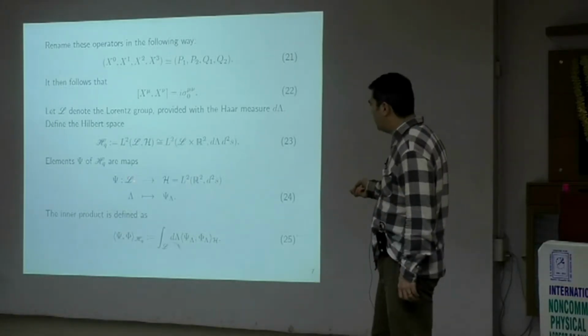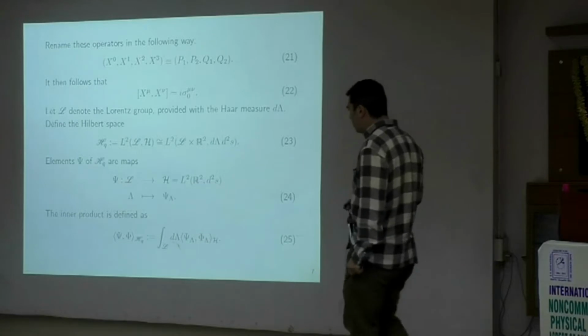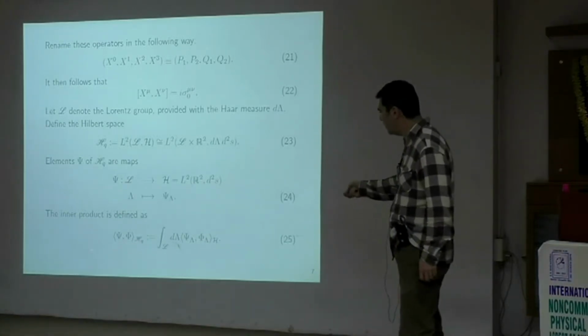Now, a vector in this Hilbert space HQ, which is the Hilbert space of this quantum spacetime, is a map sending a Lorentz transformation to a vector in the Hilbert space of the oscillators. And the inner product is just given by this expression.